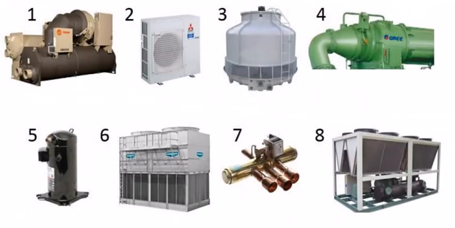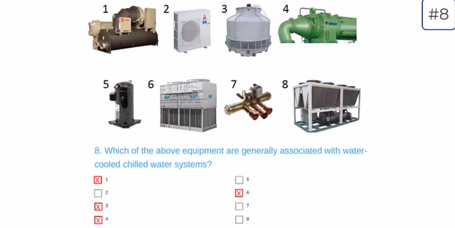Okay, question 8 asks us to identify which of these components is associated with water-cooled chill water systems, and these are the answers that we were looking for. So 1 and 4 are looking at parts of a water-cooled chiller, and 3 and 6 are different ends of capacity for the cooling tower associated with water-cooled chillers. 2 was the condenser section of a split AC system.